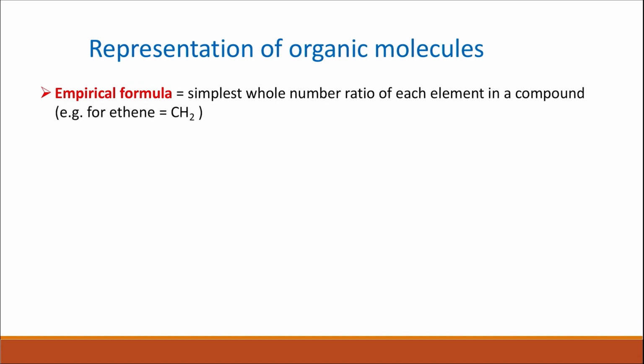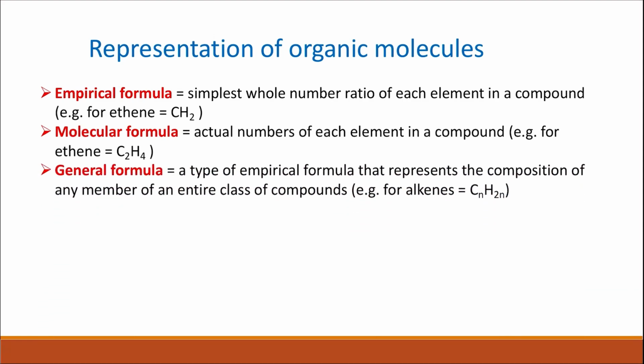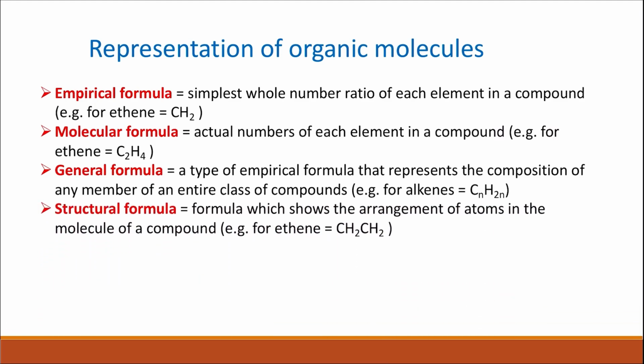The first one is the empirical formula, which is the simplest whole number ratio of each element in a compound. And then the molecular formula, which will give you the exact number of each element within the compound. And the general formula is a type of empirical formula that represents the composition of any number of an entire class of compounds. And then the structural formula, which is the formula that shows the arrangement of the atoms in the molecule for the compound.